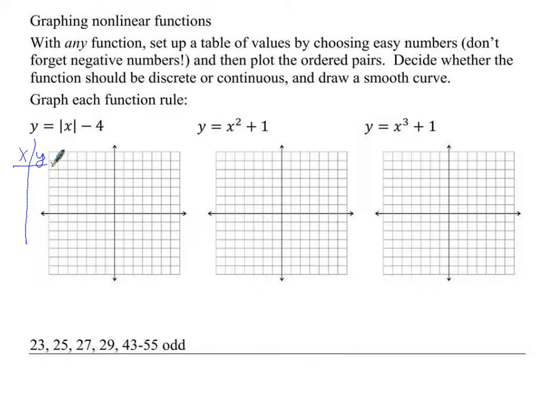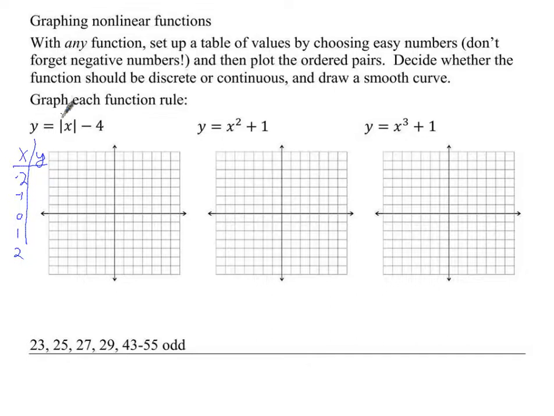I need to choose some values for x. Need some negative numbers and positive numbers. I don't see any fractions to worry about here. So I'm just going to go with -2, -1, 0, 1, and 2. Hopefully that's enough to see what's going on. If it's not, then pick a couple more numbers. But this is probably good.